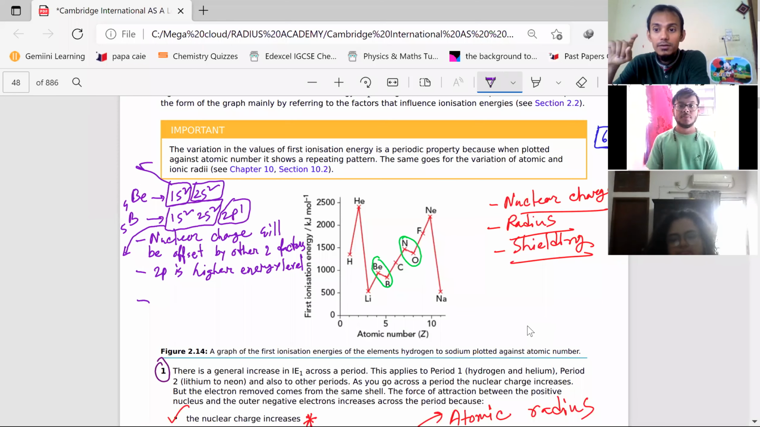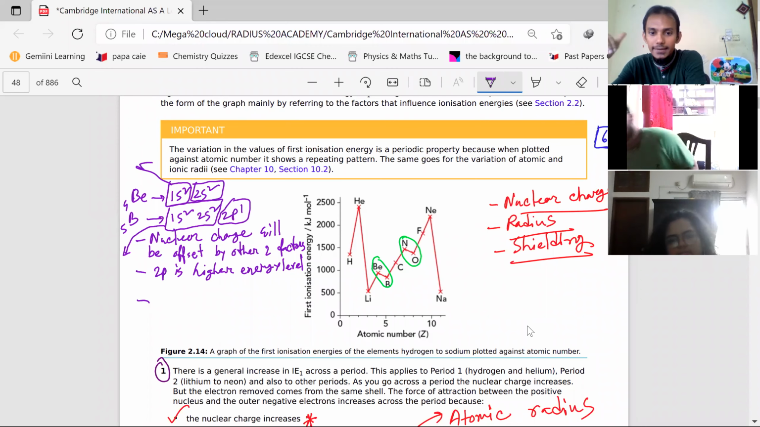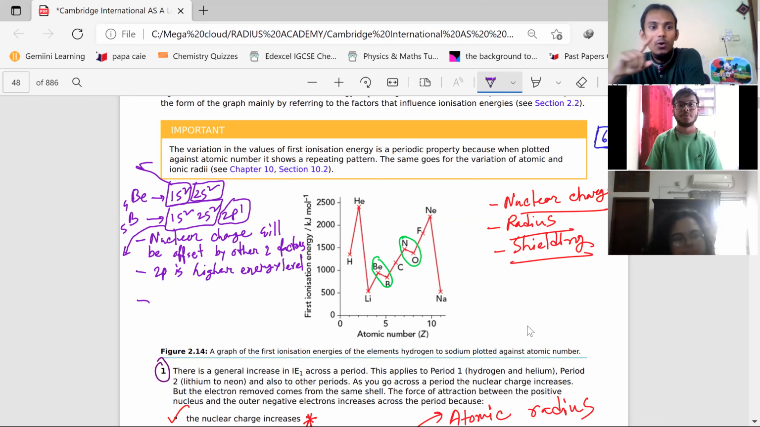The drop is minor. There is no dramatic drop. So the increased nuclear charge will be offset or cancelled out by other two factors. 2p is a higher energy level than 2s in boron, so the electron will be removed from the 2p subshell of boron. That is one added advantage why there is a small drop. Number 2, the 2p electron will get shielding from 1s2 and 2s2, whereas the 2s2 electron in beryllium will get shielding from only 1s2.